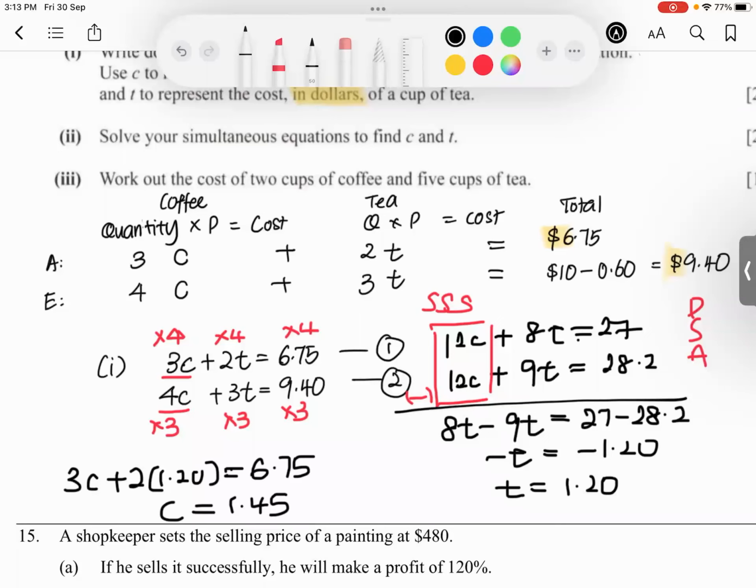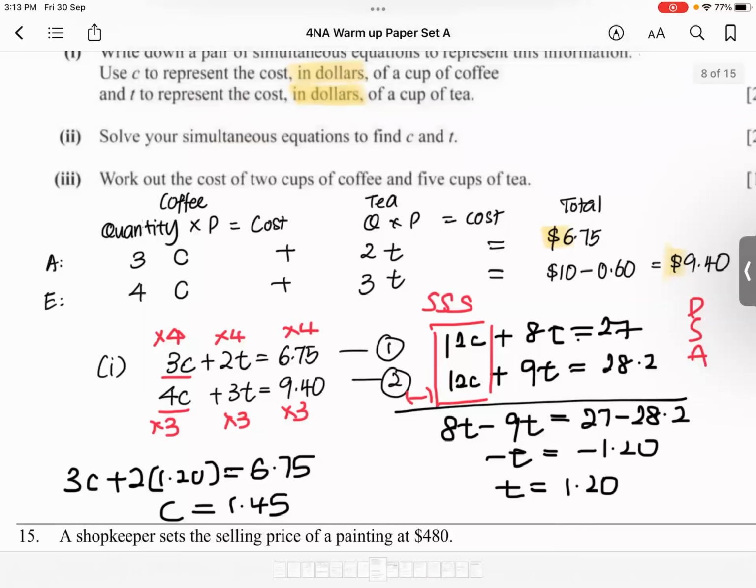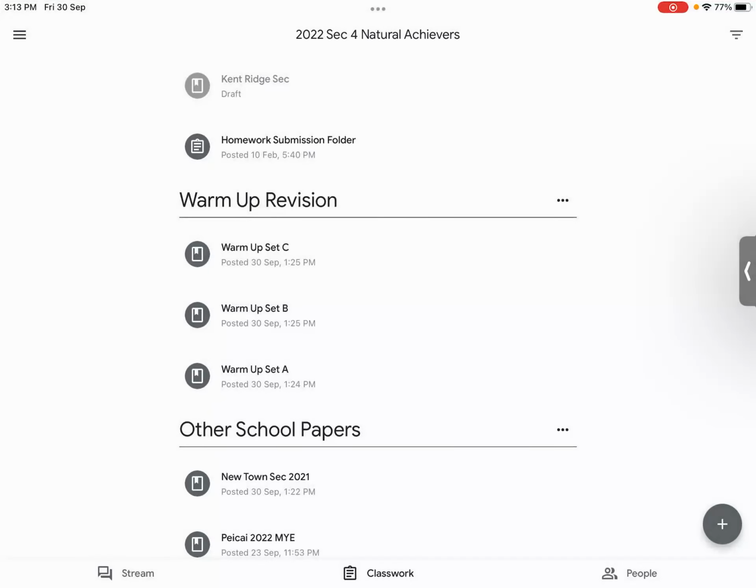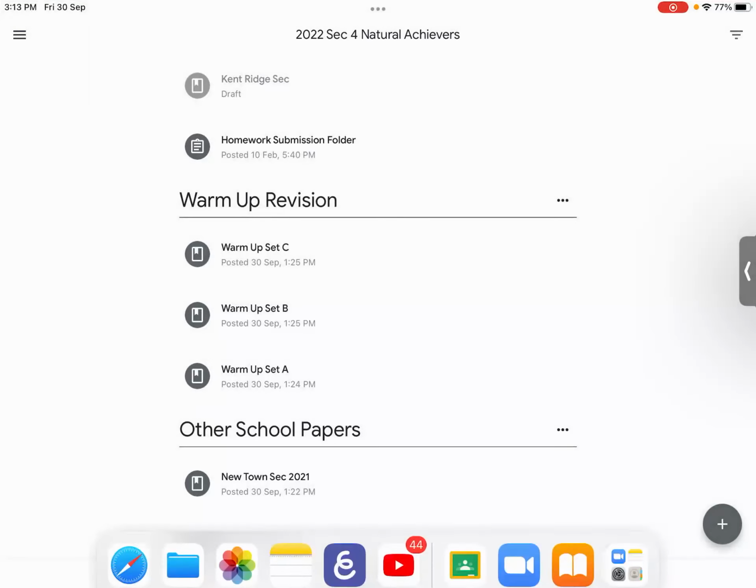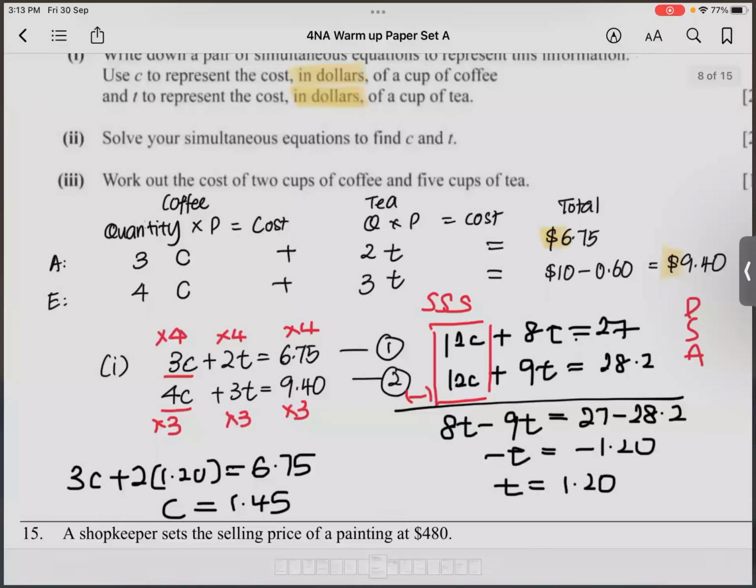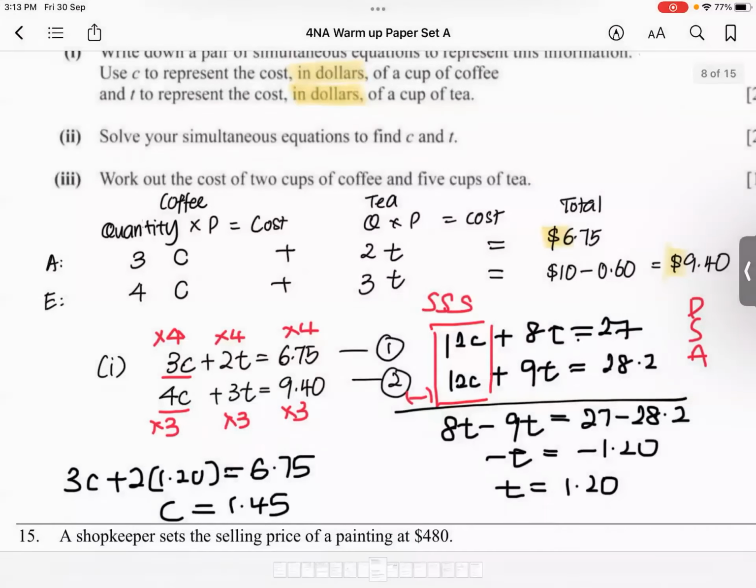Simon is okay. Simon, hello. Simon, for this part of the questions are not the same in your worksheet. The remaining questions are in Google Classroom, the warm-up revision set A over here. Okay, so work out the cost, but then this is not the final answer.